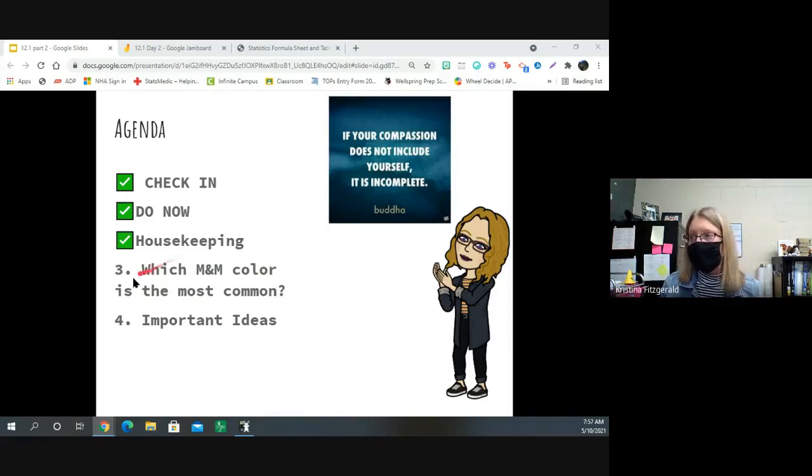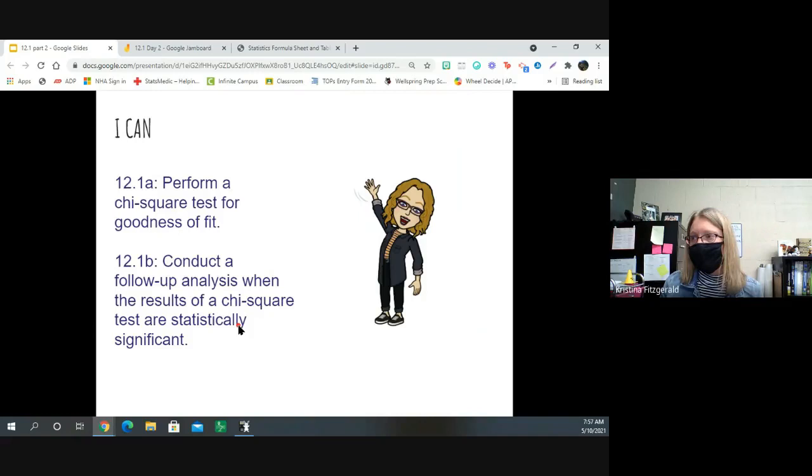We're going to wrap things up so you can see how the 4 steps might work for a goodness of fit test. And that's what we're doing today. So if we get done early, we get done early today. That's my gift. Okay, so what we're going to do is perform a chi-squared test for goodness of fit.